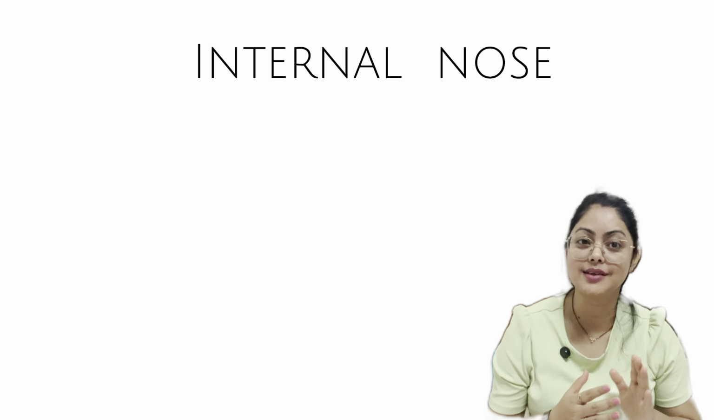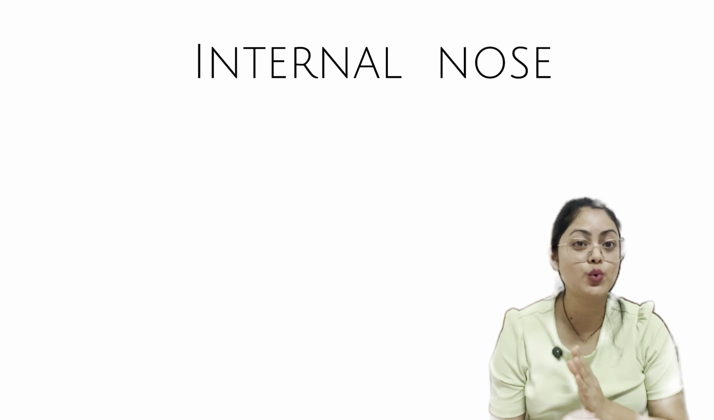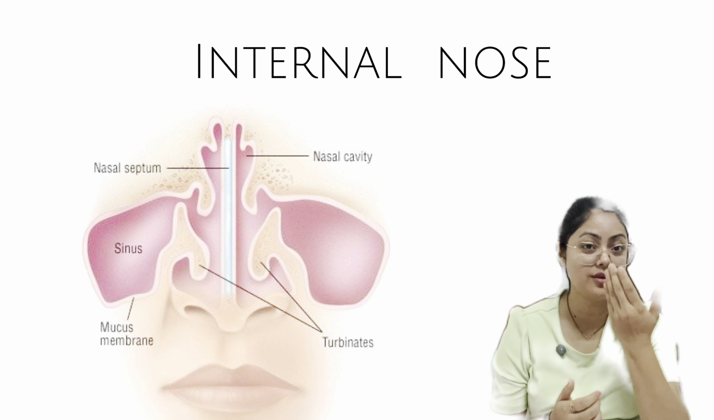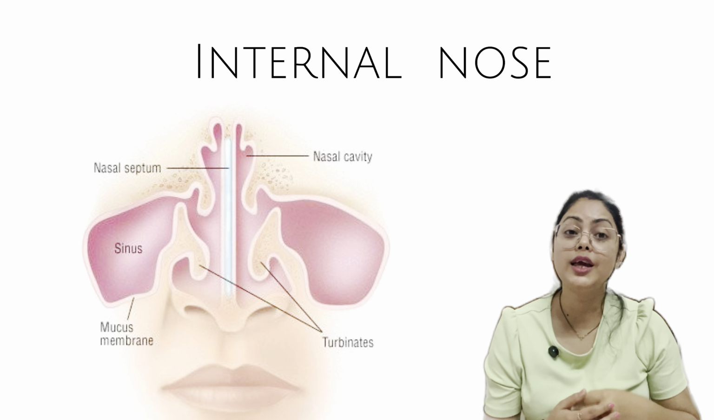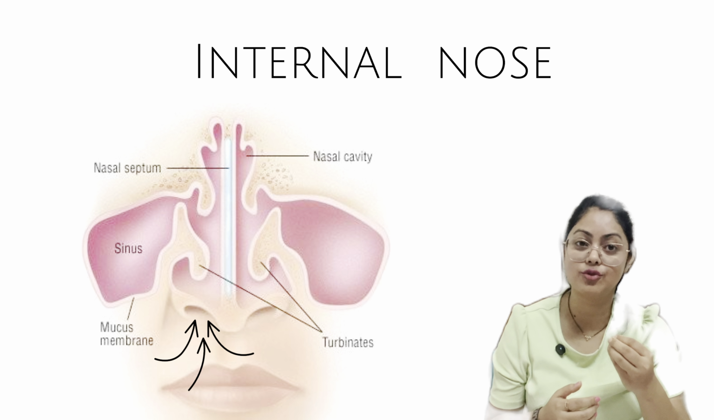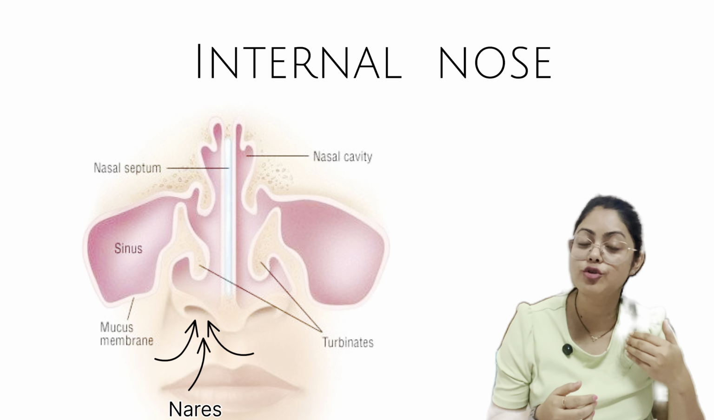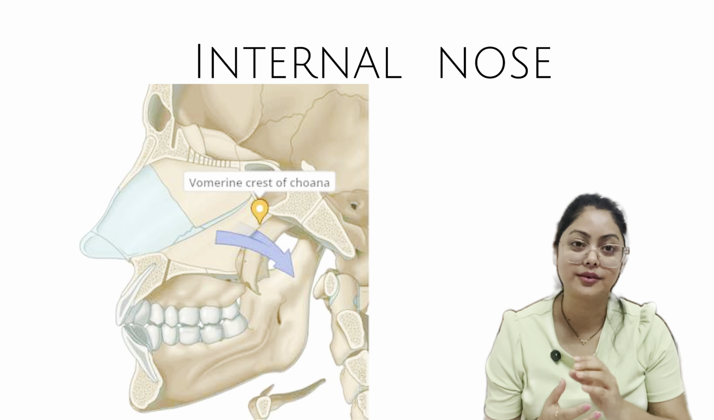Now we will talk about the internal nose. The internal nose is divided into two nasal cavities by the nasal septum, the right and the left nasal cavity. Each nasal cavity communicates with the exterior through the nostril or the nares, and with the nasopharynx posteriorly through the choana.